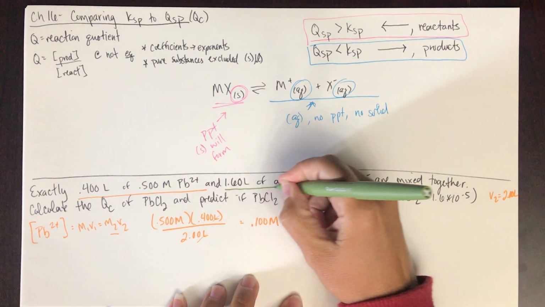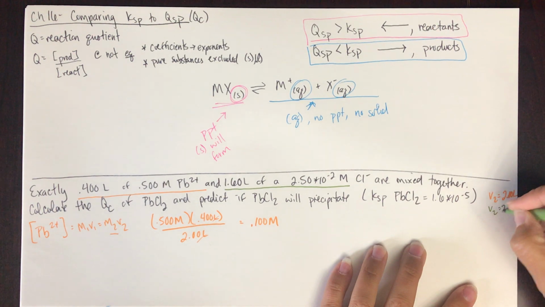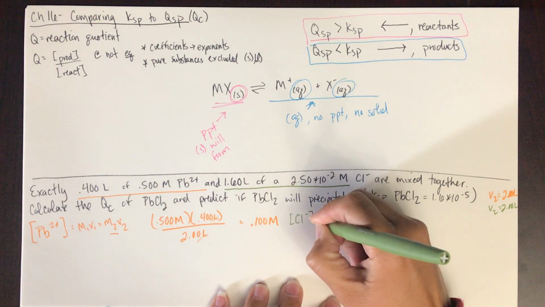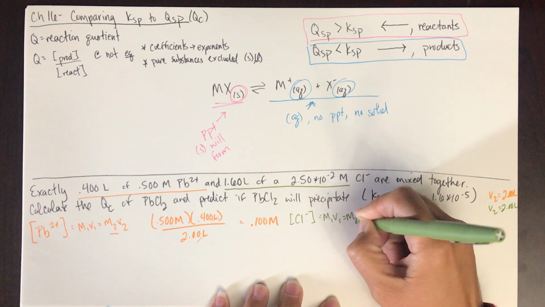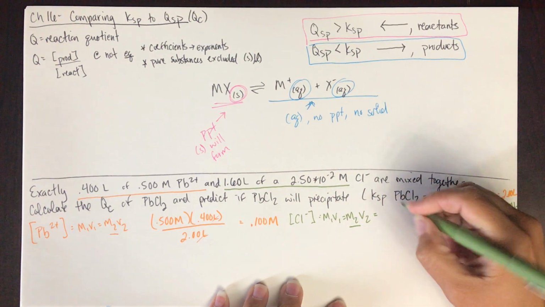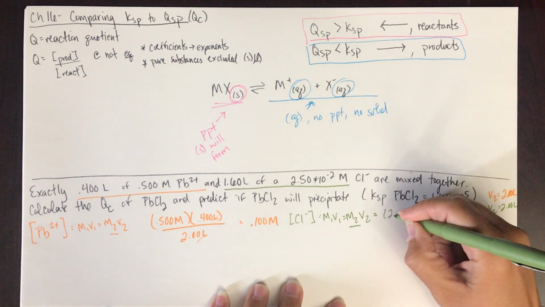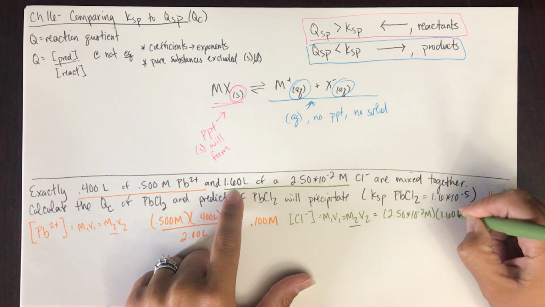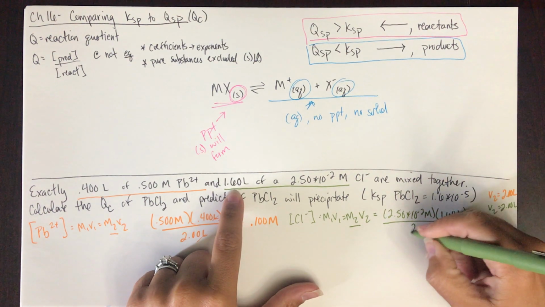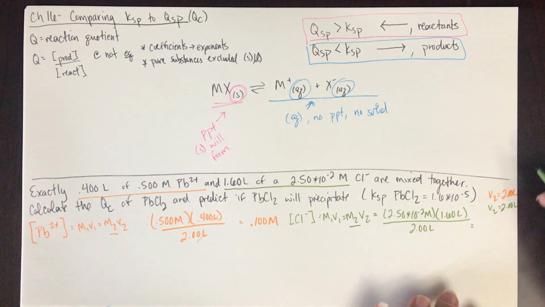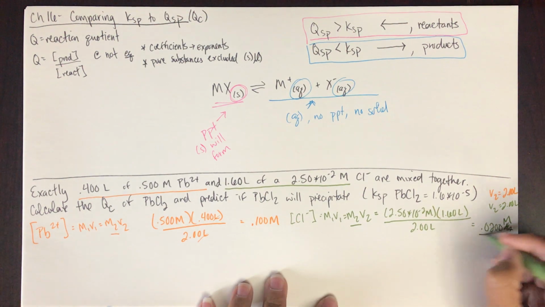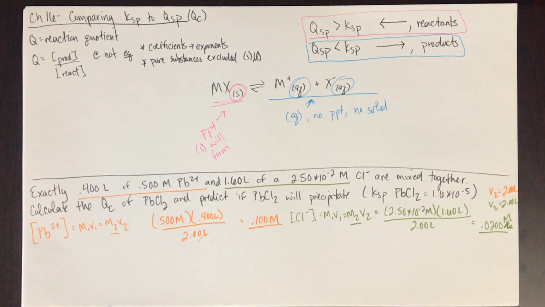Let's do the same thing with the chloride ion. Again, the final volume, V2, is 2.00 liters because it's just the sum of these two volumes. So for the chloride ion, M1V1 equals M2V2. Again, I'm solving for M2. So it's going to be 2.50 times 10 to the negative 2 molar times the volume, 1.60 liters, divided by the final volume, 2.00 liters. My M2 is going to be 0.0200 molar. So now I have my concentrations, and I can put this into my QSP expression.